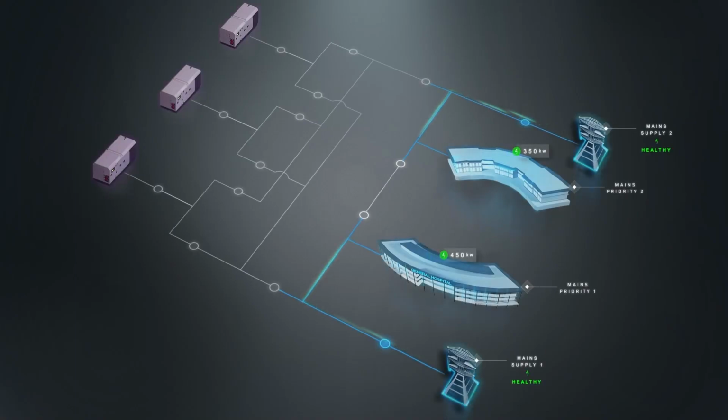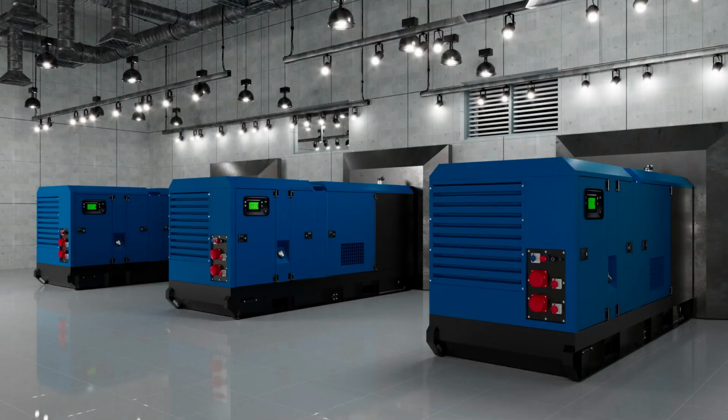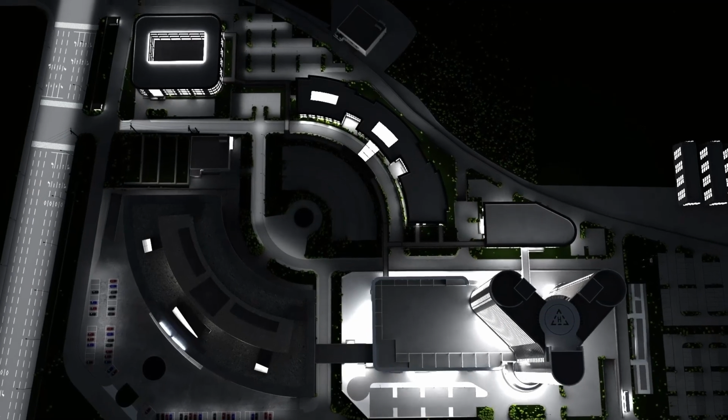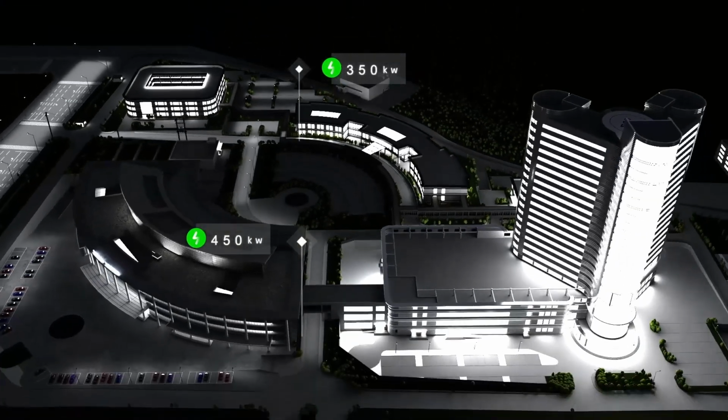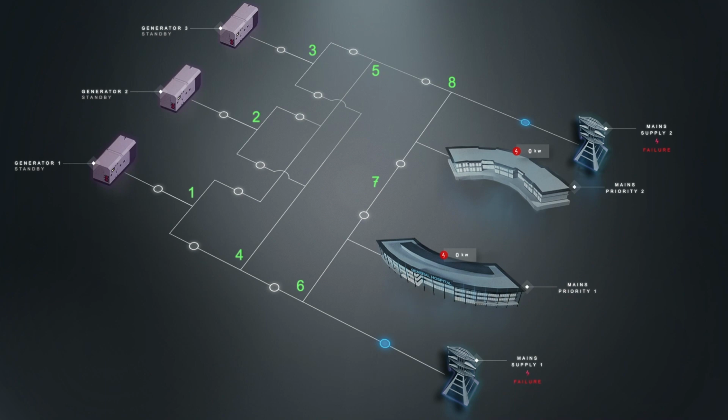Here we see a hospital supplied by two separate mains incomers, with three 500 kilowatt generators on standby. The system has 8 bus sections. The main supplies fail, and the backup generators are required to supply the full load.